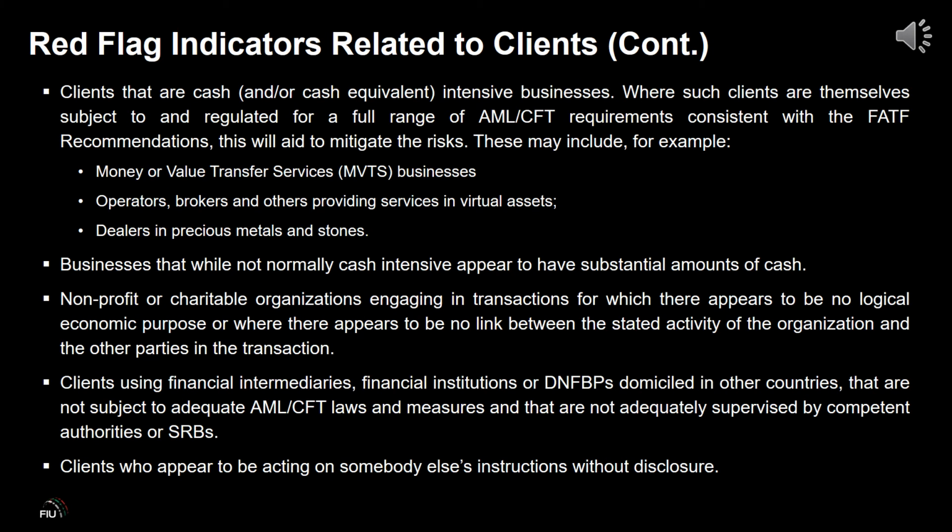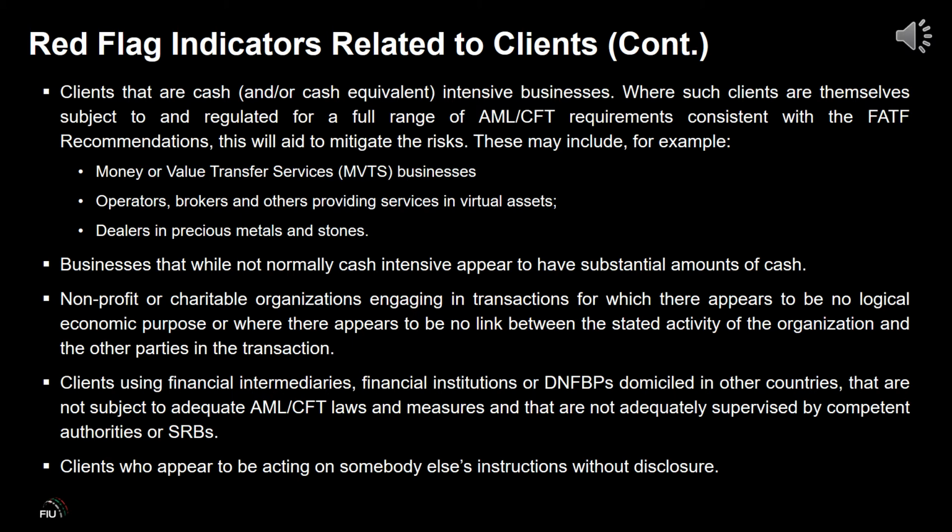Clients that are cash and or cash equivalent intensive businesses, where such clients are themselves subject to and regulated for a full range of AML-CFT requirements consistent with the FATF recommendations. This will aid to mitigate the risks. This may include, for example, money or value transfer services or MVTS businesses, operators, brokers, and others providing services in virtual assets, and dealers in precious metals and stones. Businesses that, while not normally cash intensive, appear to have substantial amounts of cash.